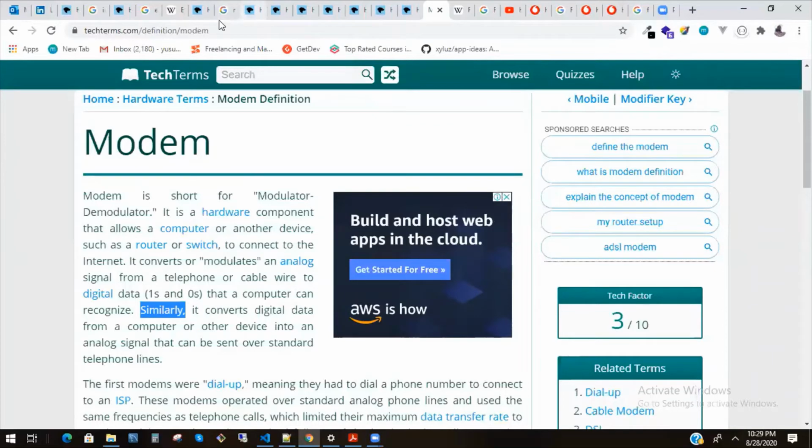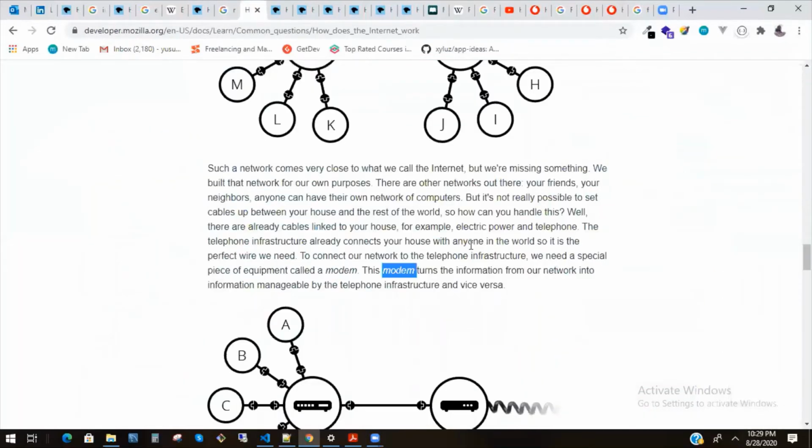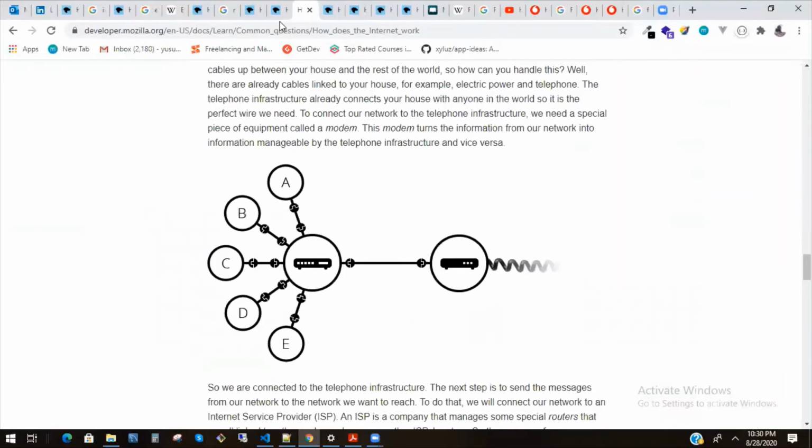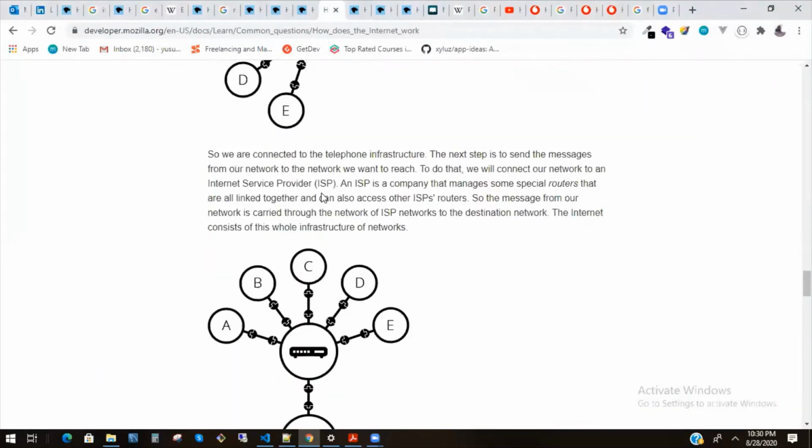So the modem ensures that the information being sent from our network is put into a form manageable by the telephone infrastructure. What do you mean by telephone infrastructure? Now, we are talking of base stations. When we say telephone infrastructure, we mean internet service providers. Wait, let me explain something to you. We are connected to the telephone infrastructure, the internet service provider infrastructure.